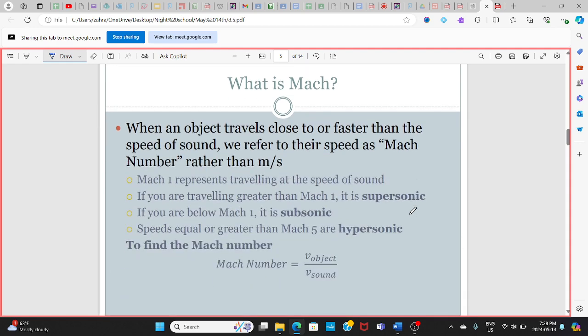Now, when an object travels close to or faster than the speed of sound, we refer to this speed as Mach numbers rather than meters per second. So Mach 1 represents traveling at the speed of sound. If you are traveling greater than Mach 1, it is supersonic. Below Mach 1 is subsonic, and greater than Mach 5, it's hypersonic.